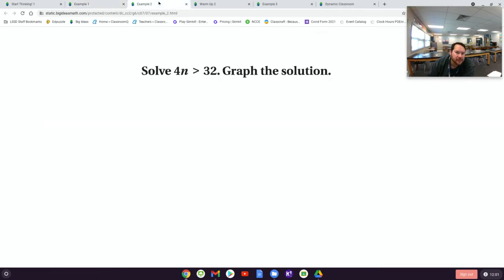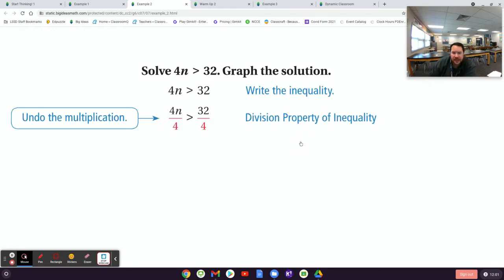All right, now try to solve this one. 4n is greater than 32. Good luck. All right, so hopefully you, again, wrote it out. The inverse of multiplying by 4 is dividing by 4, so you want to divide each side by 4. The 4s cancel out, and you're left with n is greater than 8.